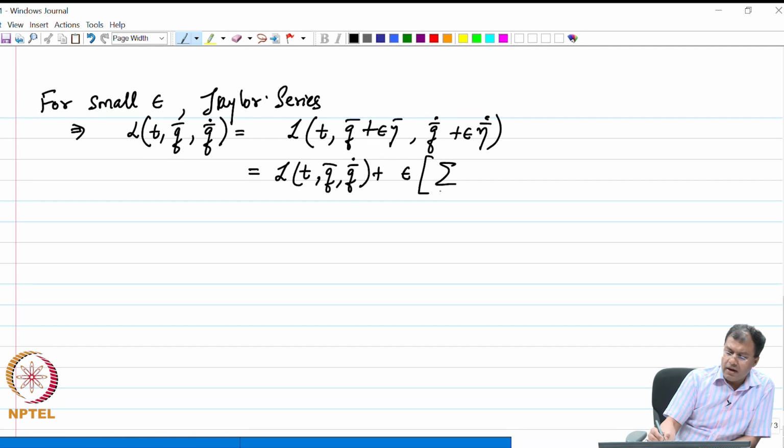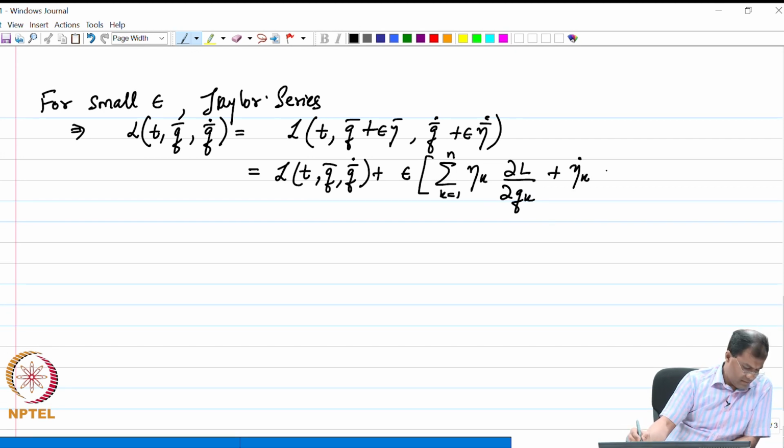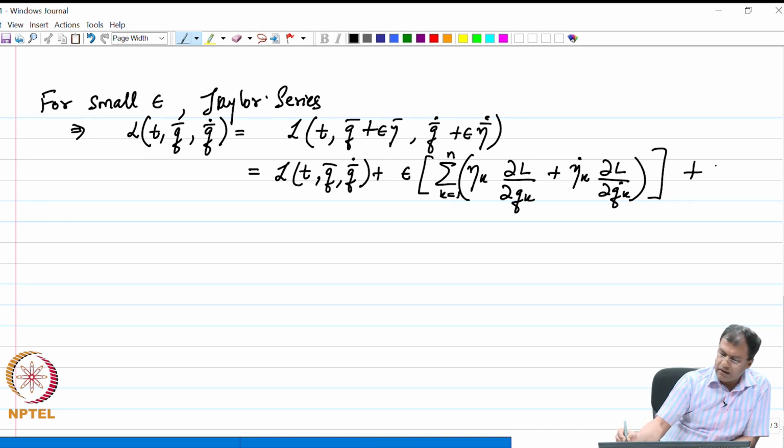So, we describe it in the form of a summation from k from 1 to n, and each of the components follows the standard expansion of the Taylor series in the standard derivation of Euler-Lagrange. So, eta k del L del q k plus eta k dot del L del q k dot, right. So, and that is it. And then we have the next set of terms are order epsilon square, right.